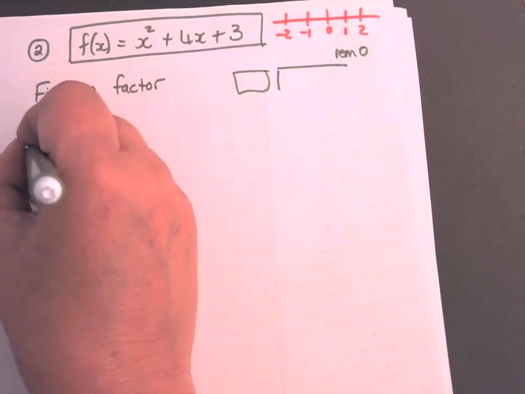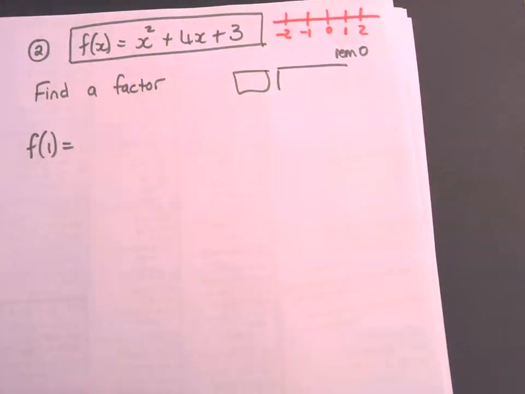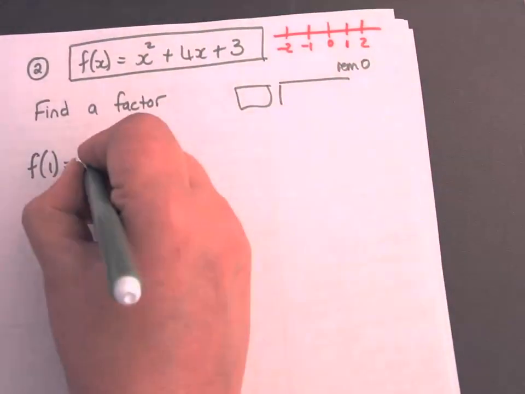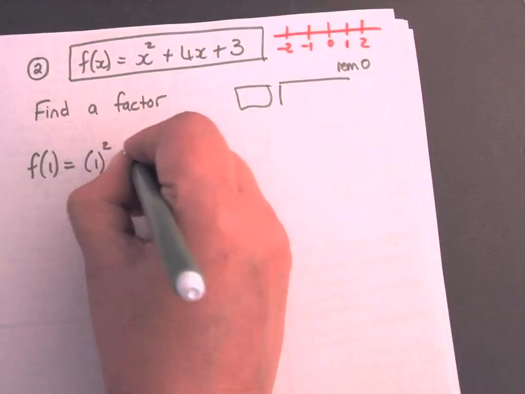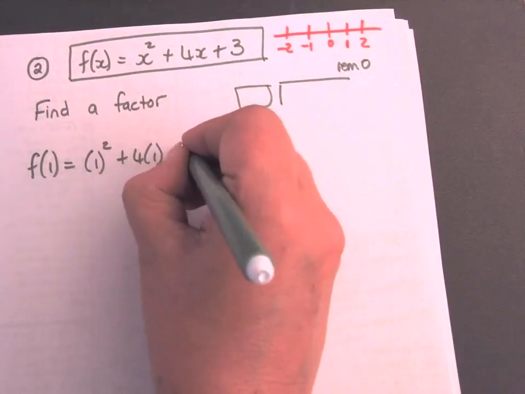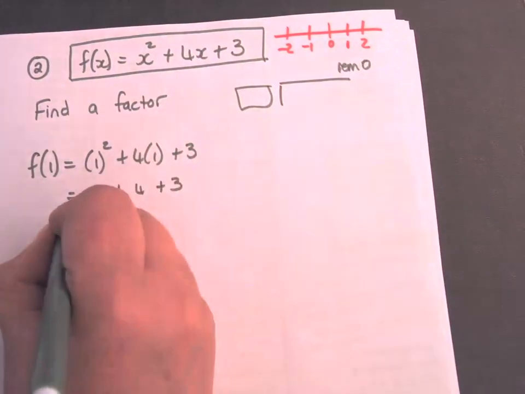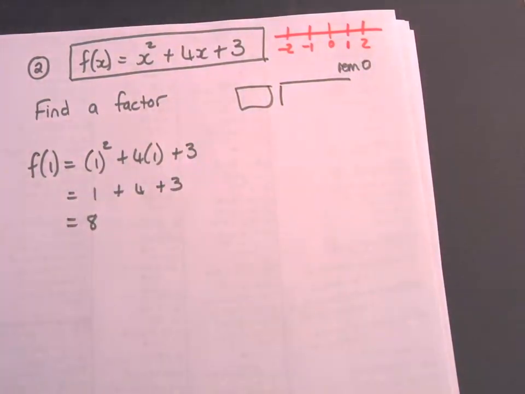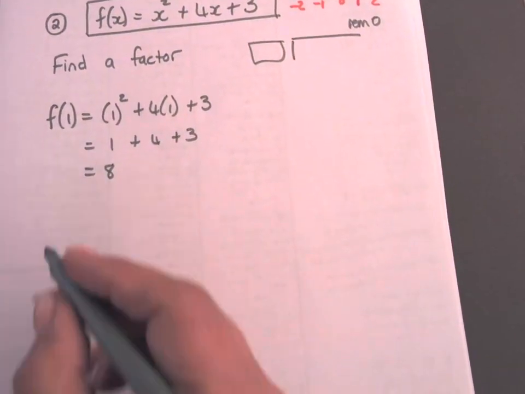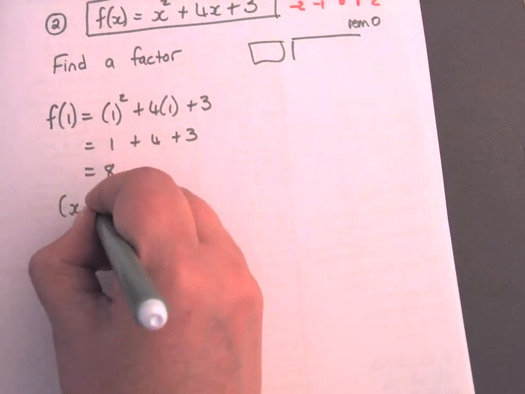So we start with f(1), substituting the 1 first. 1 squared plus 4 times 1 plus 3 will give you 1 plus 4 plus 3. This is 8. So x minus 1 is not a factor.